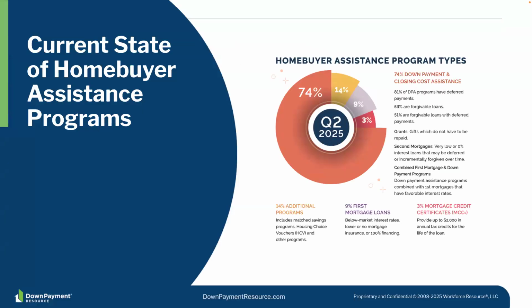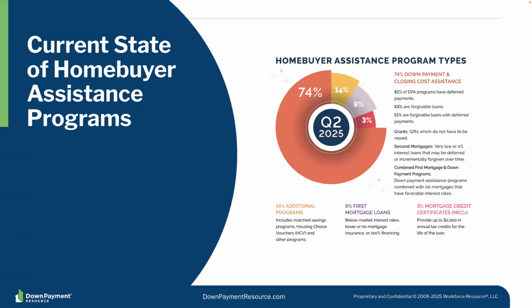So let's take a look at the current state of these programs. Of all the homebuyer programs out there, 74% are some sort of down payment or closing cost assistance. Now, we like to say that that's really a catch-all category, and we'll certainly dig deeper in a few minutes, but it's important to know that not all DPAs are the same. 81%, for example, have deferred payments, meaning you don't have a monthly payment on the DPA loan for some period of time. 53% are forgivable, partially or fully, essentially becoming a grant over time. And 51% are both deferred and forgivable.